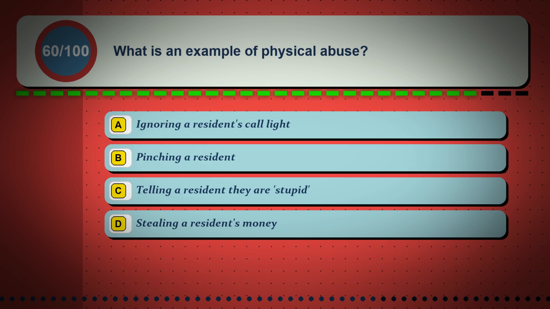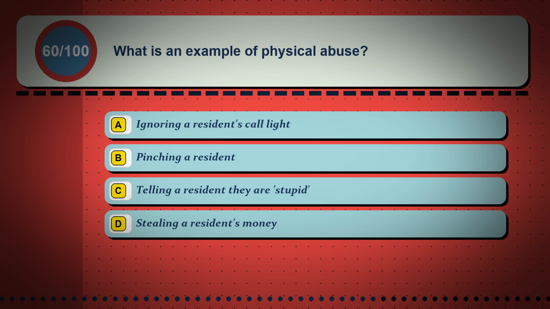Question 60. What is an example of physical abuse? Option A, ignoring a resident's call light. Option B, pinching a resident. Option C, telling a resident they are stupid. Option D, stealing a resident's money.